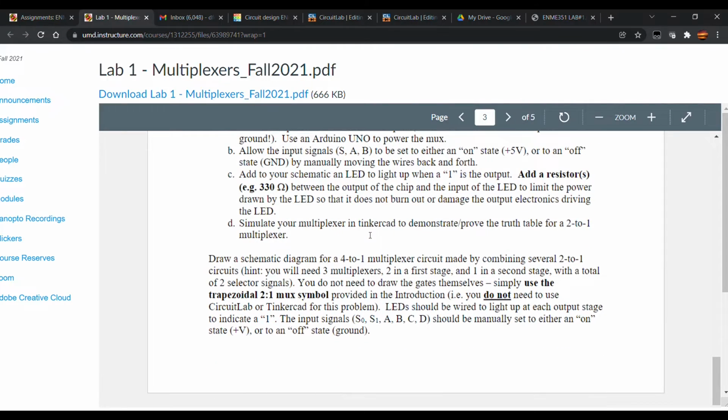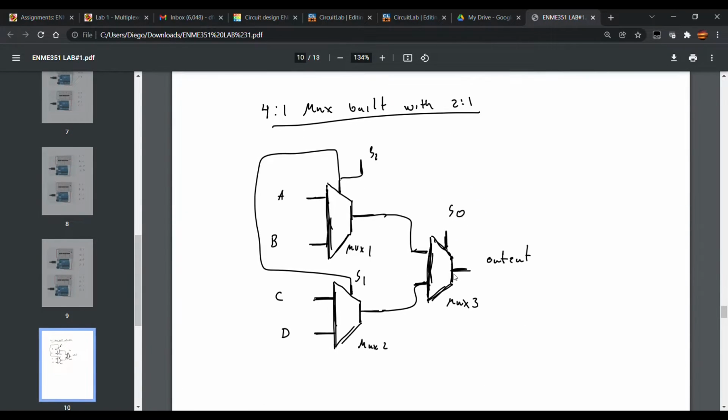And then we had to build a schematic for a 4-to-1 multiplexer using several 2-to-1 multiplexers. And the solution was the following. We use one multiplexer here, one multiplexer here, and then we take the output from each multiplexer and put it into a third multiplexer, and that is the output that we want, where we would have inputs A, B, C, and D here, and then we have our selector wires right here, and this is the final multiplexer that we would have.